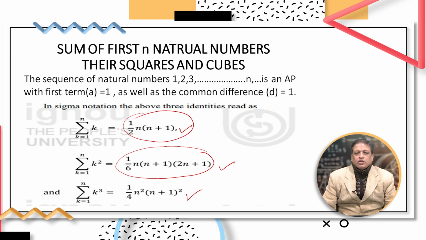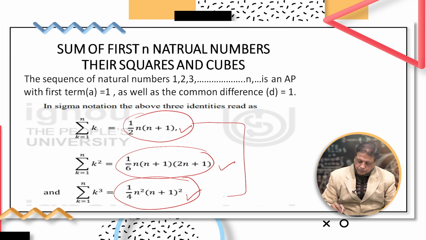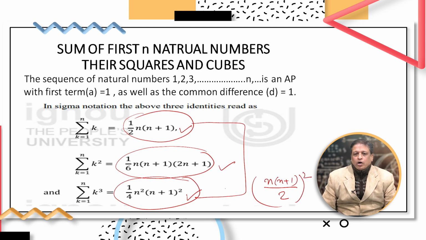But apart from this, the sum of the cubes of the numbers, that is 1 cube plus 2 cube plus 3 cube and so on up to n cube, the final sum will turn out to be n square into n plus 1 square by 4. Or you can directly see that this will be the square of this. You can say n into n plus 1 by 2 whole square. This turns out to be n square into n plus 1 square upon 4. So they are quite easy to remember.